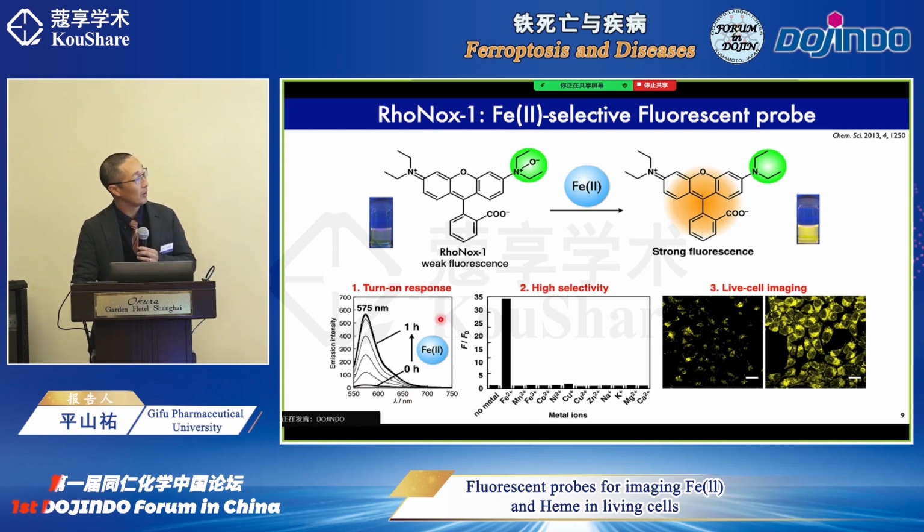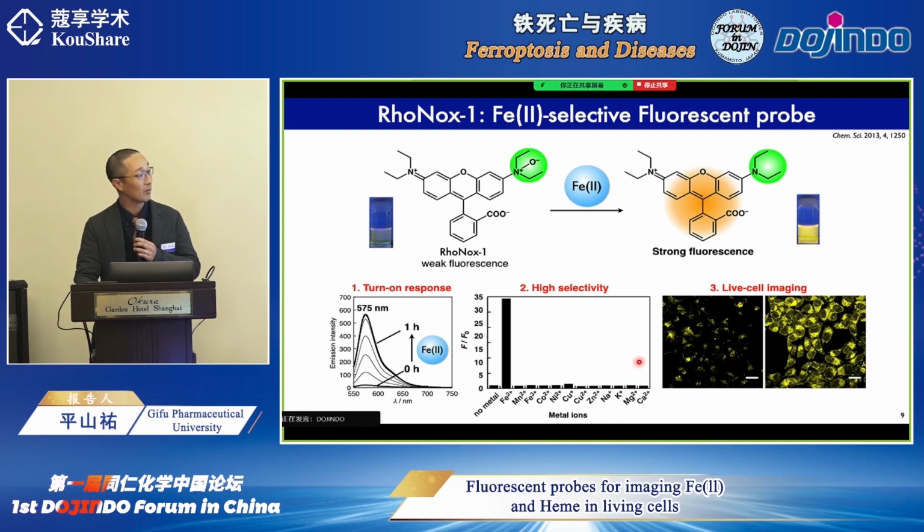Upon the addition of Fe2+, we could observe the turn-on response. And the most characteristic point of this chemistry is its high metal selectivity. Only Fe2+ triggers fluorescence turn-on, and other metal cations did not show any fluorescence increase. And this one can be applicable to live cell imaging application.